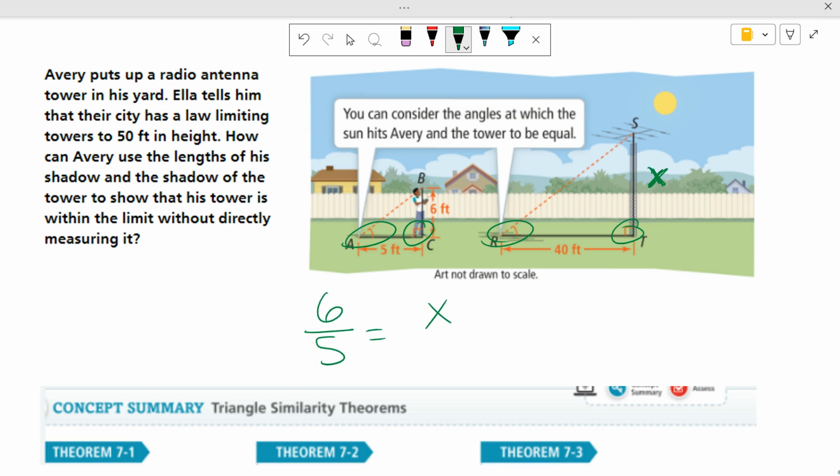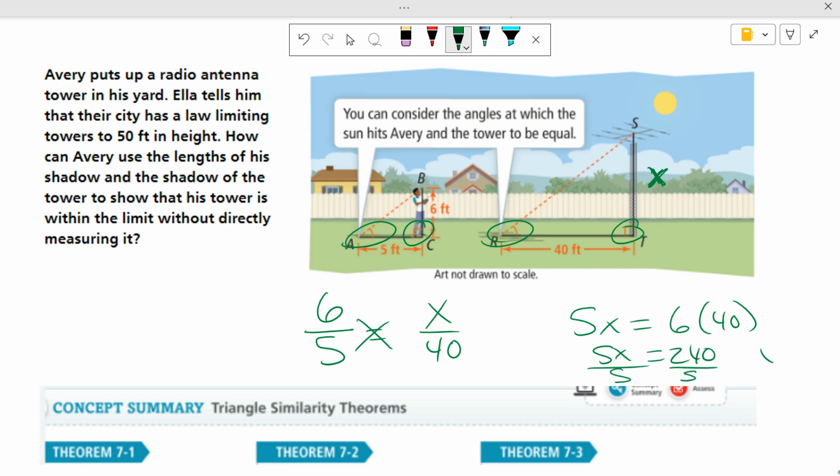6/5 equals X/40. To solve a proportion, we cross multiply. 5 times X equals 6 times 40. Or 5X equals 240. If we divide by 5, X equals 48. So this tower is 48 feet tall.